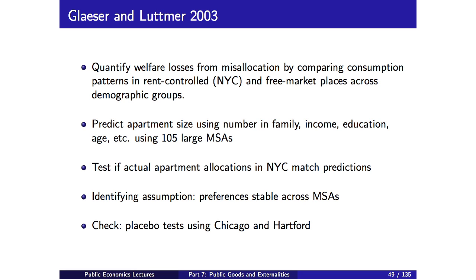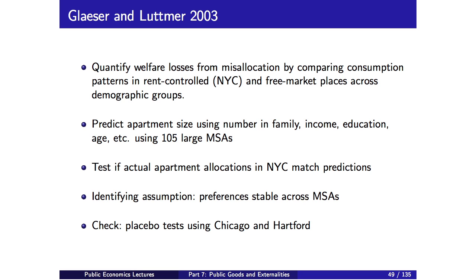And then basically assume selection on observables. So there are no unobservables that are driving choice that matter for the analysis. And then test if the actual apartment allocations in New York City match the predictions. So in other words, do we see an excess number of people with, let's say, only one kid living in a 4-bedroom apartment, and do we see too many people with 3 kids living in a 2-bedroom apartment and so forth relative to other cities, right?